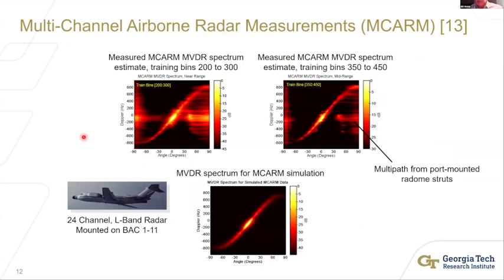These plots here just show the goodness of the model that I just showed. I took data from this 24-channel L-band radar test bed. You can see the antenna is port mounted right here. It's held up by these big radome struts you can't see in the radome. And what I did is I took training data from these 100 range bins here or these 100 range bins here, and I plotted out this super resolution response. You can see the clutter in this S-shaped response in angle Doppler. And this plot right here is what I simulated using the model I just showed you. So it's a very good match.